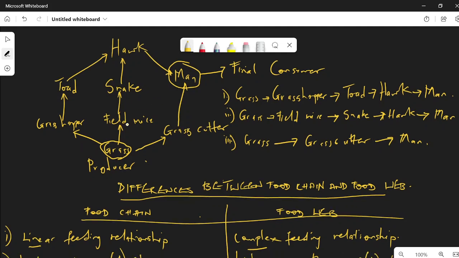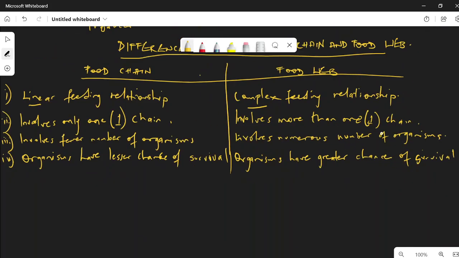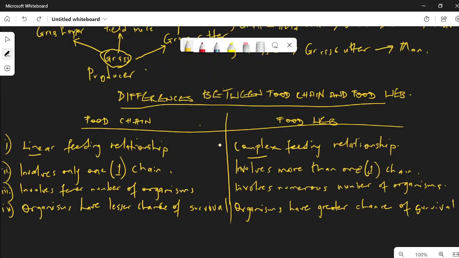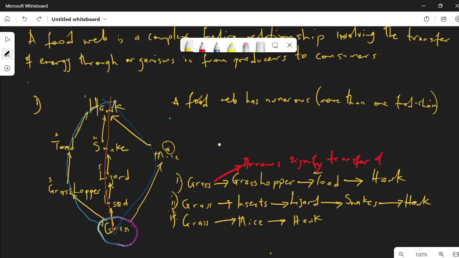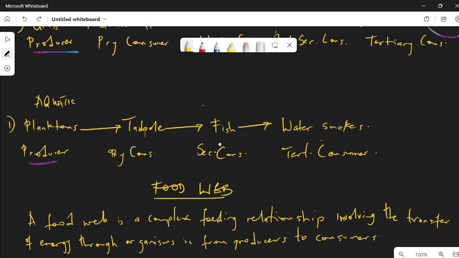So in food web, we usually have a numerous number of organisms. And lastly, here we have organisms having a lesser chance of survival. Why? Because in food chain, it is seen that all the producers are being fed upon by these primary consumers.